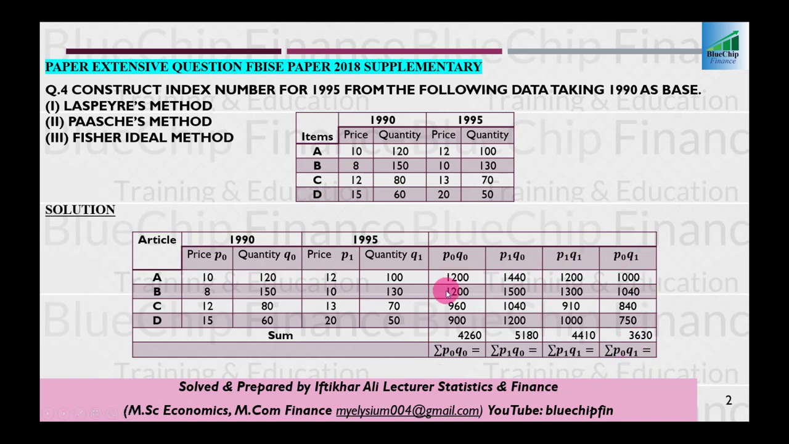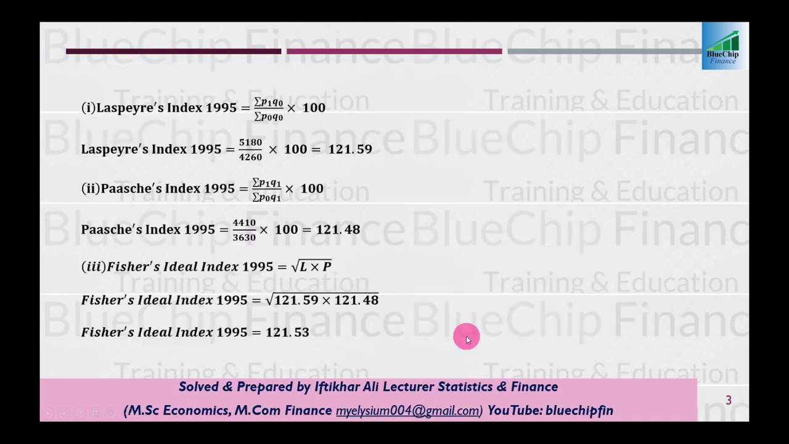So after getting these calculations, just put these sums into the formulas. Laspeyres method is sum of P1 Q naught divided by sum of P naught Q naught multiplied by 100. So 5180 divided by 4260 multiplied by 100 and your answer is 121.59.